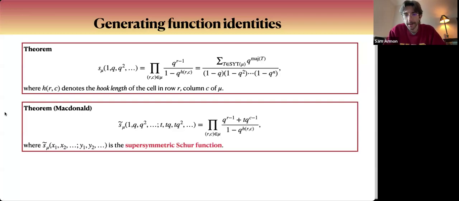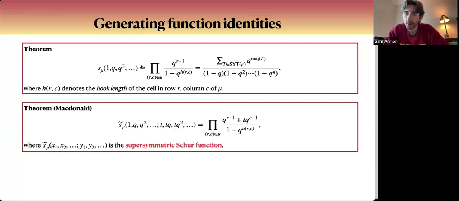In the super setting, there's this notion of a supersymmetric Schur function, which I won't define explicitly, but we can think of it as a two-variable generalization of the Schur function, in the variables x and y. We can consider a similar specialization where the x variables specialize in the same way as above, and for the y variables, I just do the same thing but slap a t on the front of everything.